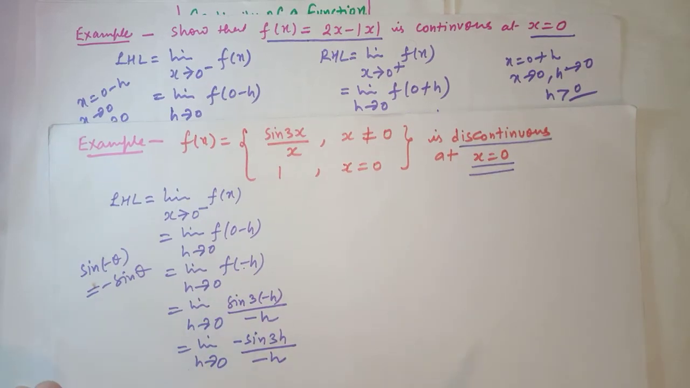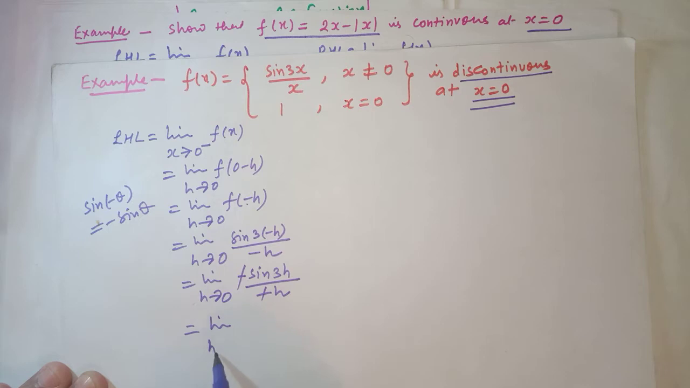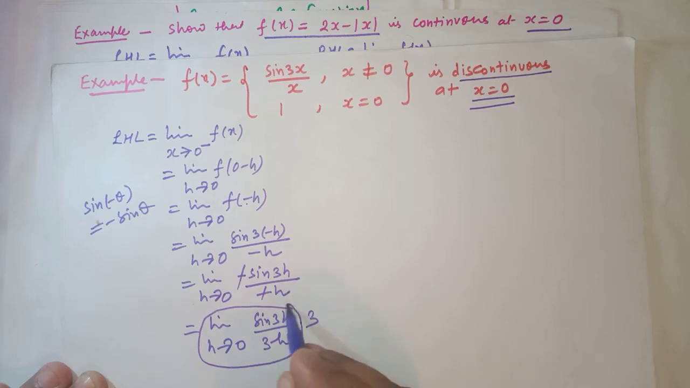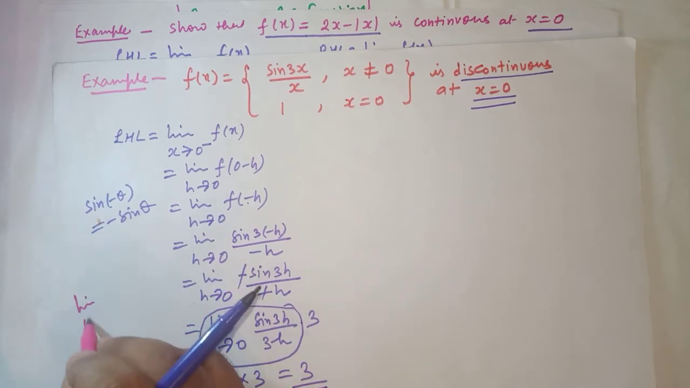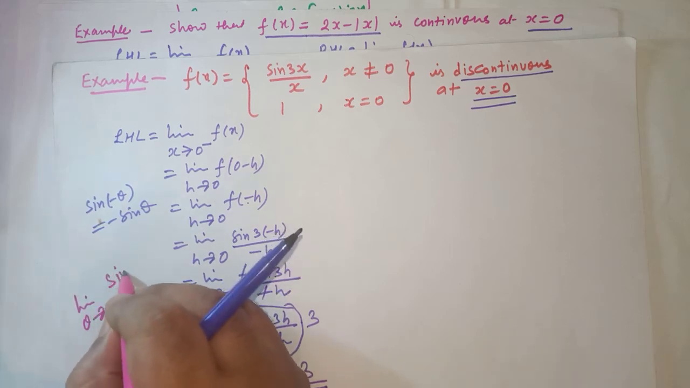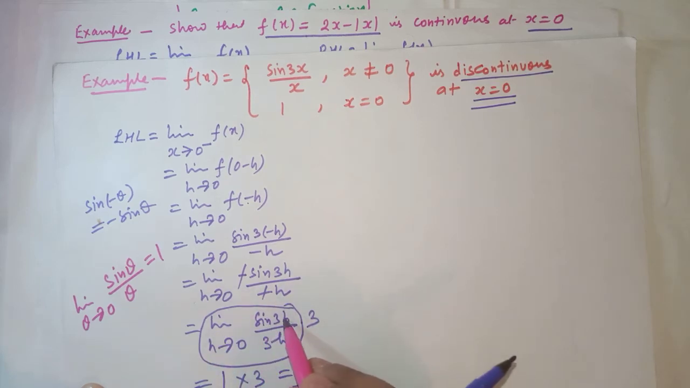Clear? So here we have minus and minus get cancelled, so we are left with limit h tends to 0 of sine 3h over h. Now we divide and multiply by 3. So this expression becomes 1. So 1 multiplied by 3 equals 3. Why does it become 1? Because we know that limit theta tends to 0 of sine theta over theta is equal to 1. So here h tends to 0, so sine 3h over 3h is equal to 1. So 1 multiplied by 3 is equal to 3.